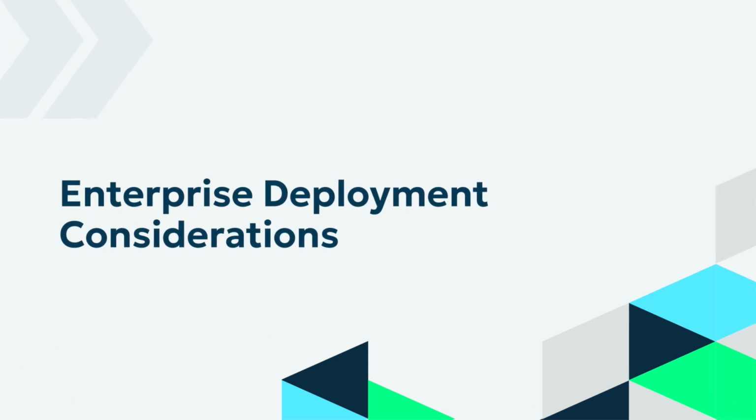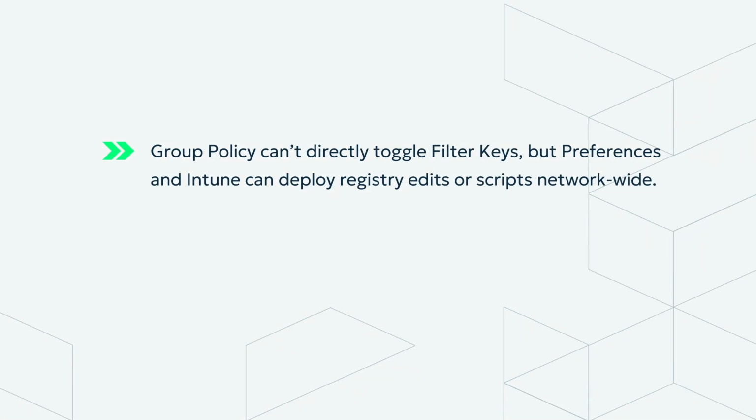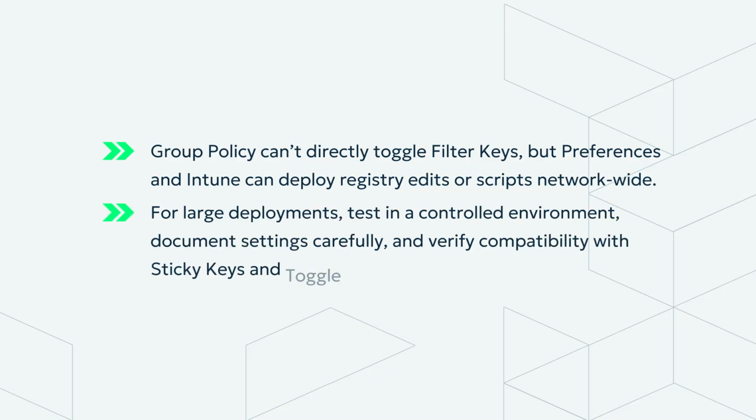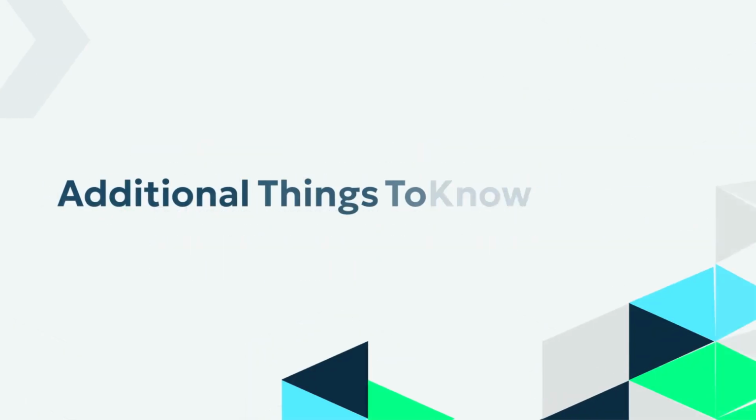Enterprise deployment considerations. Group Policy doesn't directly toggle filter keys, but Group Policy Preferences and Intune can apply registry edits or scripts across networks. When deploying at scale, test your changes in controlled environments, document configurations carefully, and confirm compatibility with sticky keys or toggle keys settings. This ensures accessibility without introducing workflow issues.